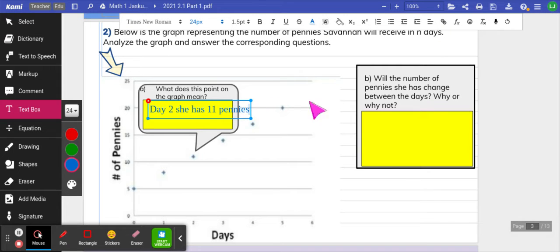Okay, here's where it starts to get a little different. So this is all still review. We know how to read points from a graph. Will the number of pennies change between the days? So I want you to think about, okay, she started out with 5 pennies. Her sister comes home from school the next day and gives her 3 more pennies. Will the number of pennies she has change while she's waiting for her sister to come home the next day? Or does she have to wait until her sister gets home to get 3 more pennies?